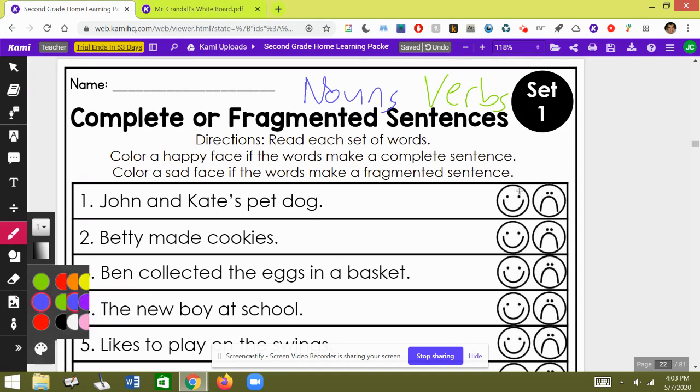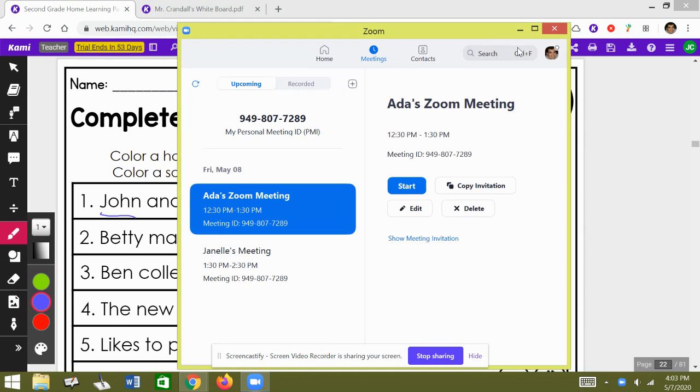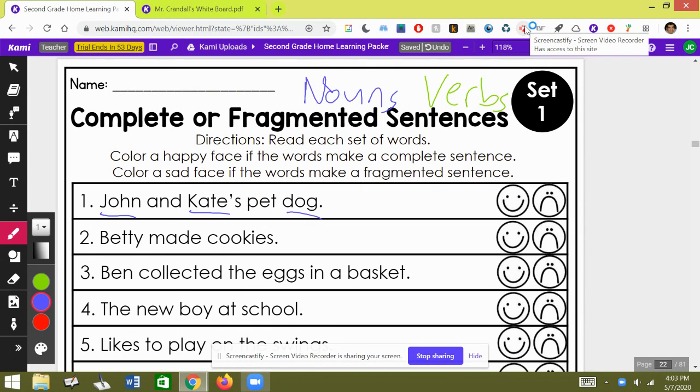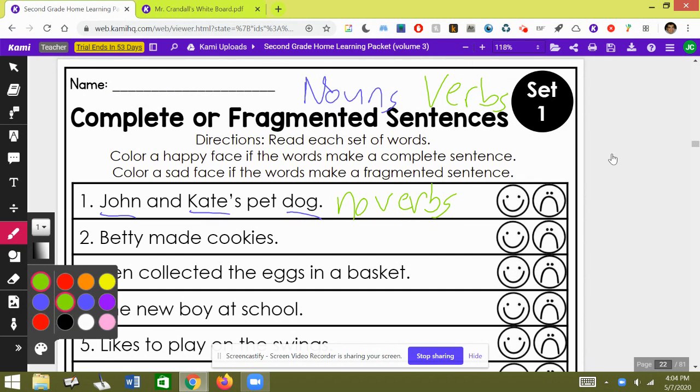John and Kate. So, John is a noun. Kate is a noun. Dog is a noun. And pet is an adjective. Do you see any verbs there? Now, you could say that you were petting the dog. Oops, I accidentally started my Zoom meeting. You could say that you were petting the dog, but that's not what it says. It's talking about their pet dog, as in pet dog is talking about dog. There are no verbs. Which means it's a sad face. Sorry, sad face. It's not complete.